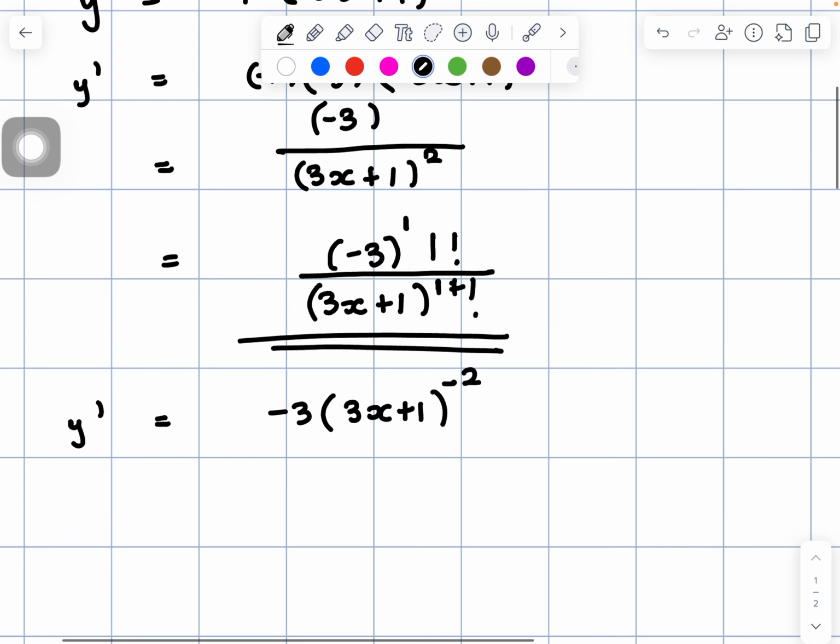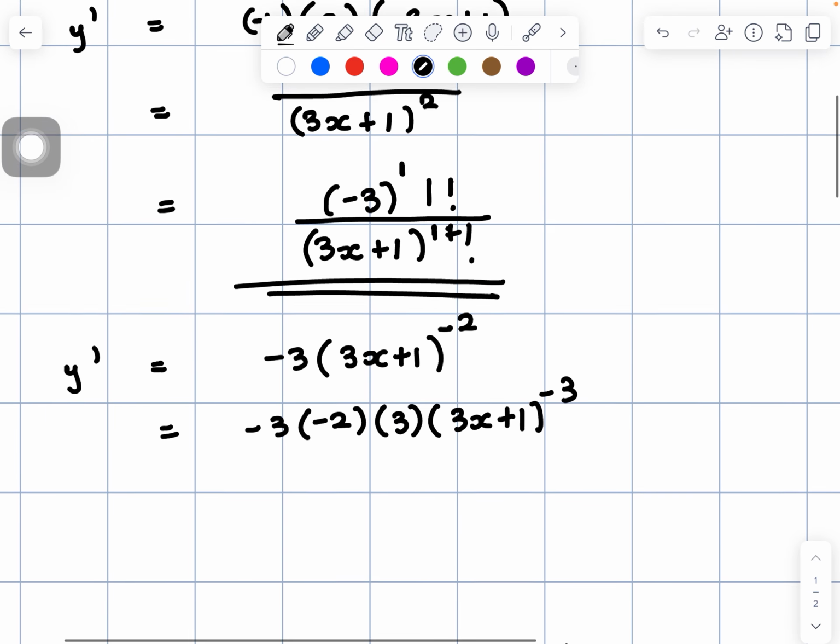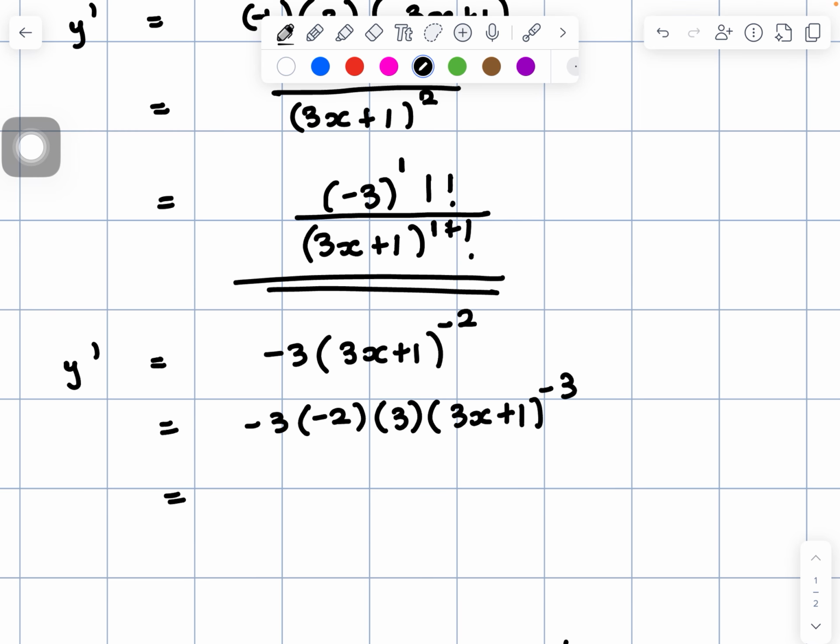Again, we follow the same steps. Minus 3 is a constant, so minus 2 will join the constant, and then we differentiate 3x plus 1, which is 3. Then 3x plus 1 comes back as it is, but the power reduces by 1. So it's now minus 3, which is the same as positive 18 over (3x plus 1) to the power 3.